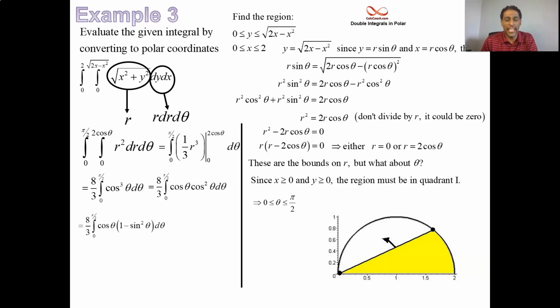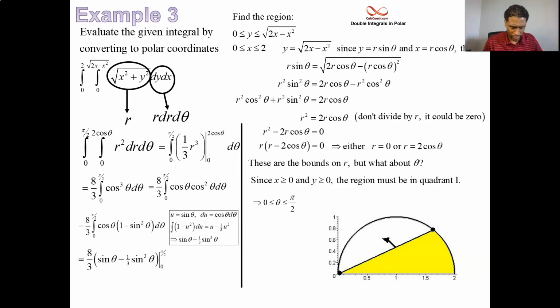What this does, this sets up a nice u sub for you. If you let u be equal to sine, then the cosine theta d theta is the du. And you'll be looking just at 1 minus u squared, the function that you have to integrate, which integrates to u minus u cubed over 3. And you can trade back in what u was. U was sine theta, so we have sine theta minus 1/3 of sine cubed.